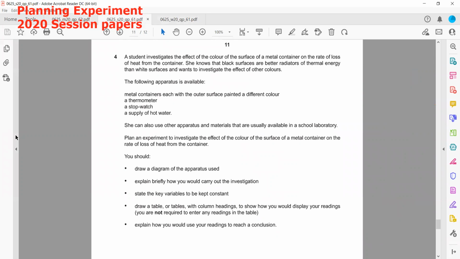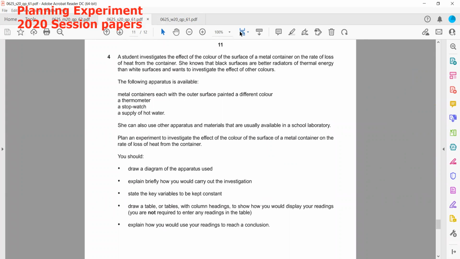So next one is from the May-June 2020 paper. A student investigates the effect of the color of the surface of a metal container on the rate of heat loss from the container. Like the student is investigating how the color of the container can affect the rate of heat loss.